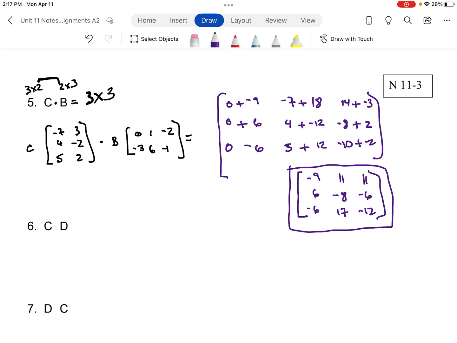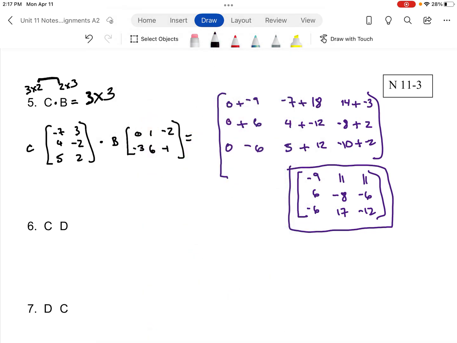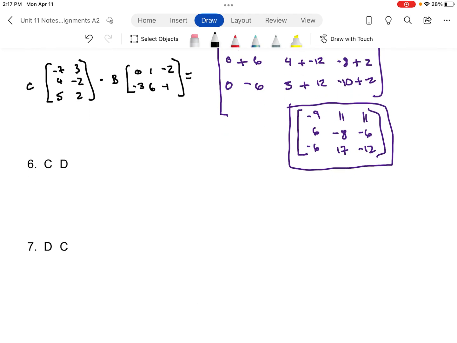Okay, good times. It's probably as hard as it gets, multiplying matrices. We're getting a 3 by 3. The math is definitely not hard, but we have to figure out what the pattern is and be able to duplicate that pattern. Okay. All right.